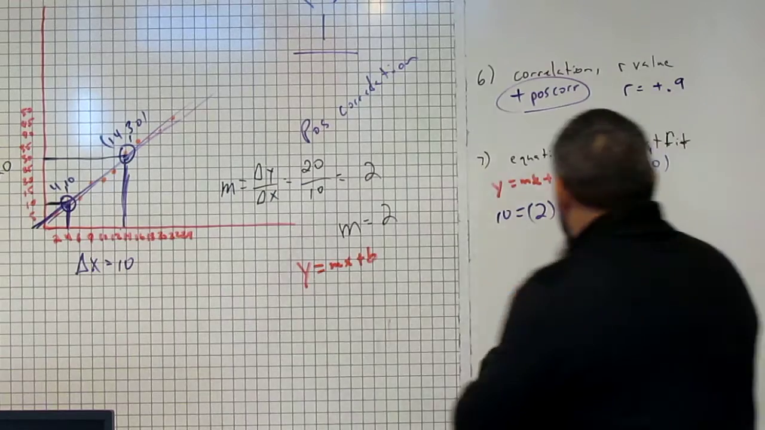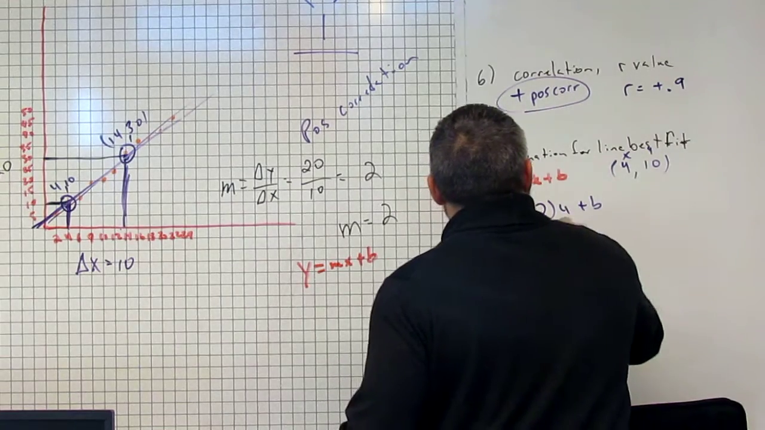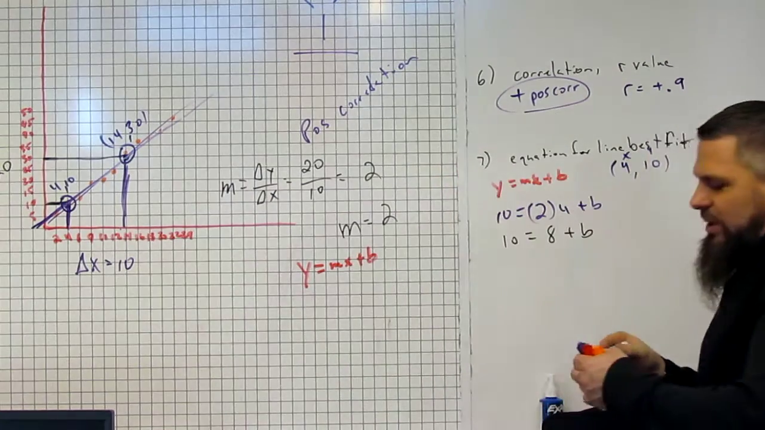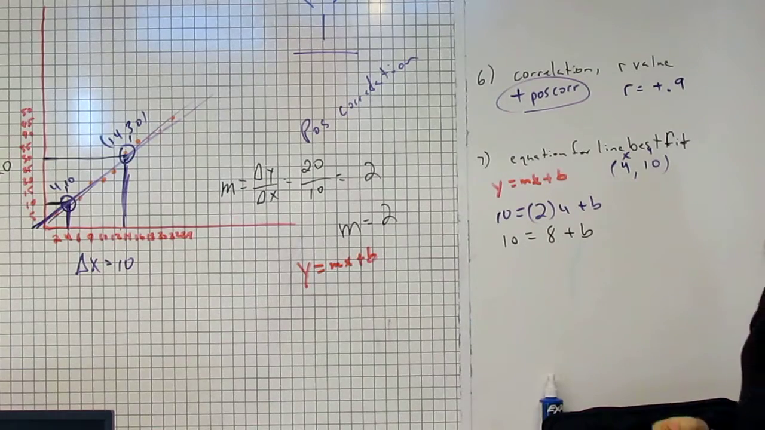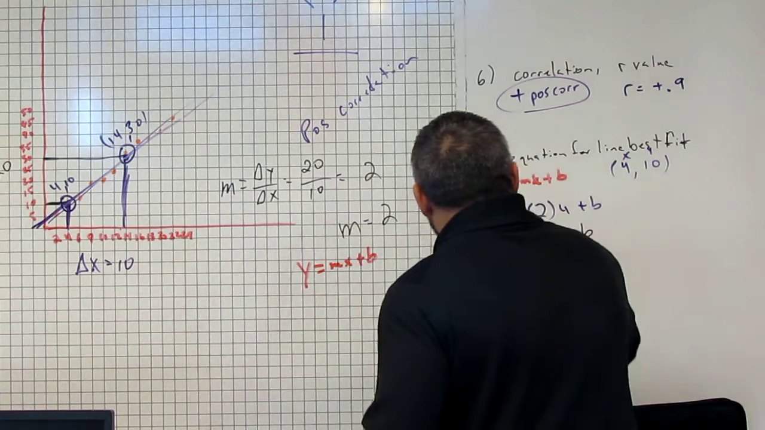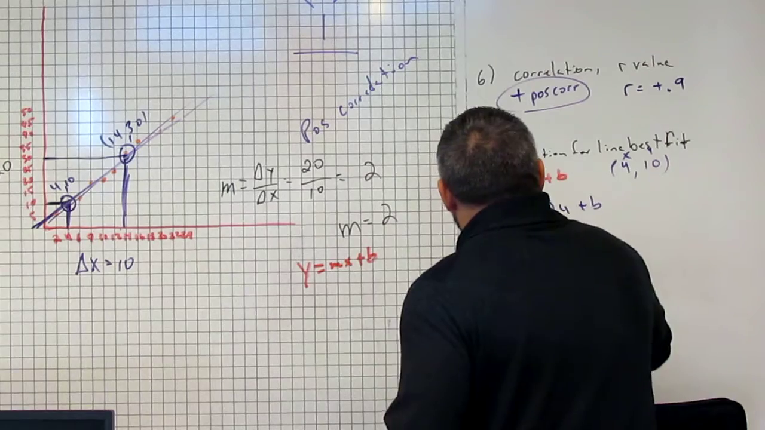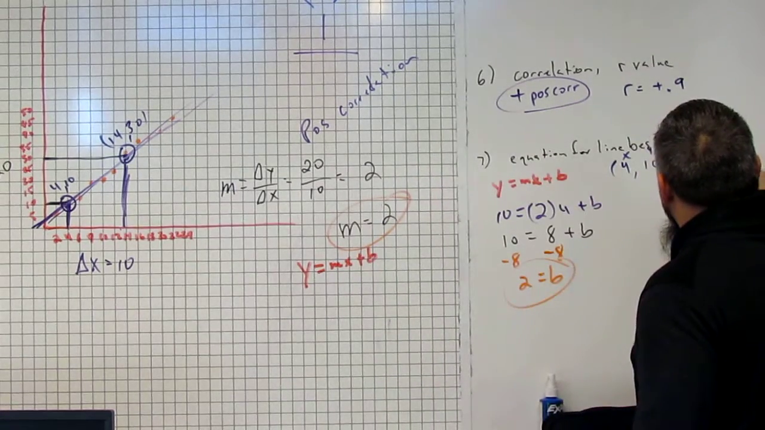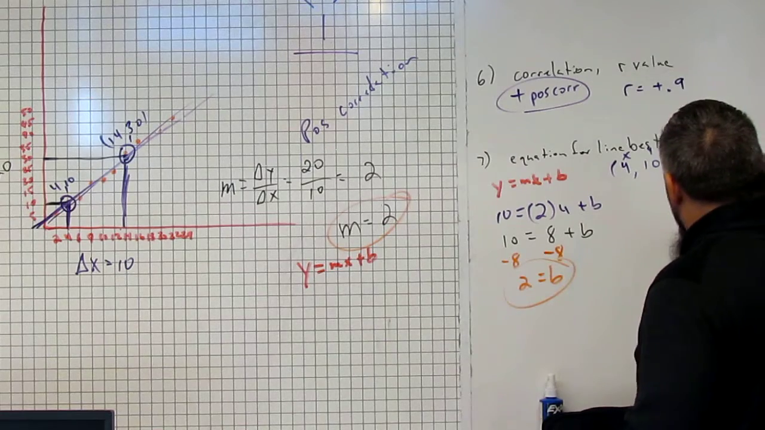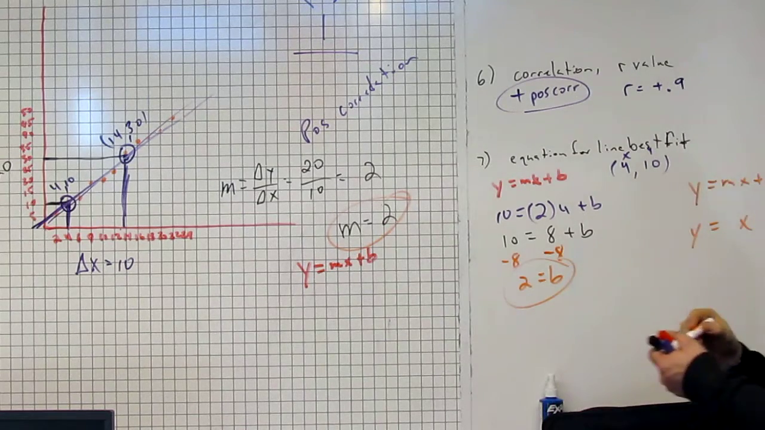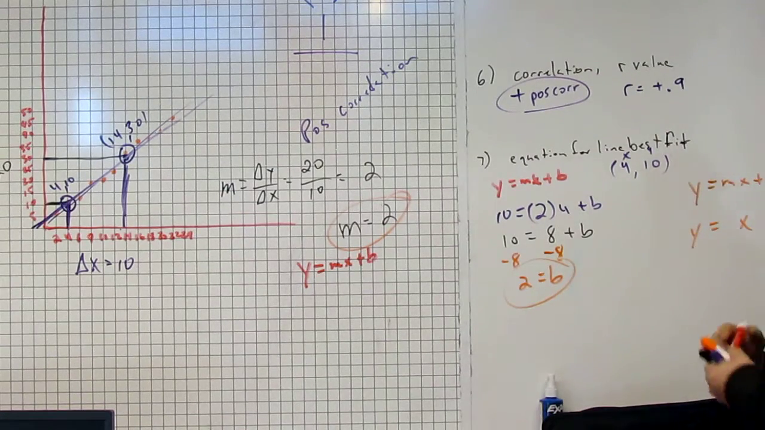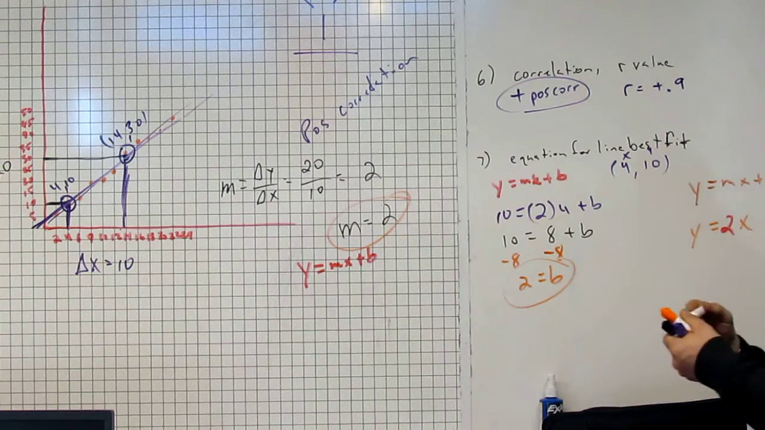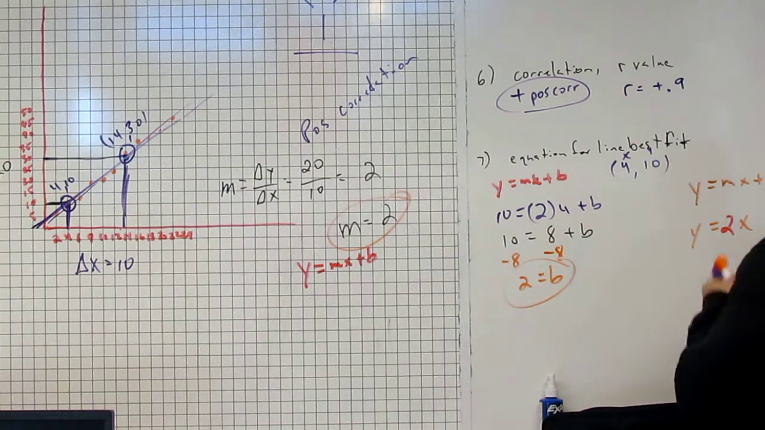8. So 10 equals 8 plus b. So how do I solve for b? Minus 8. So I get 2 is equal to b. 2 is equal to m. So y equals mx plus b, or y equals... what's m? 2. What's b? 2. It's a different 2, right?